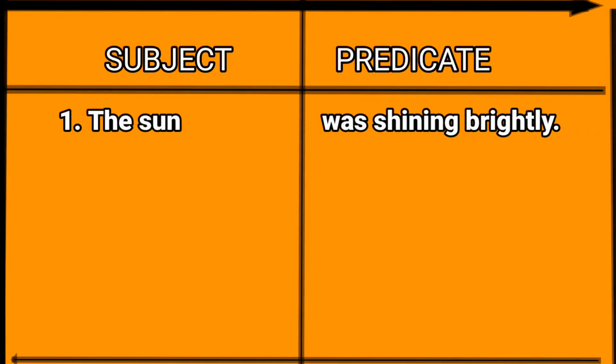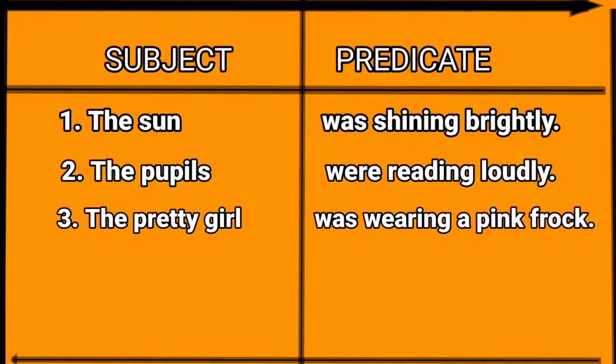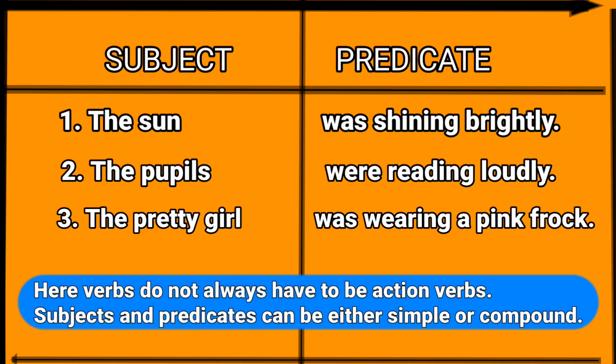For example, the sun is a subject, was shining brightly is the predicate. The pupils, subject, were reading loudly, predicate. The pretty girl was wearing a pink frock. Here, verbs do not always have to be action verbs. Sometimes, subject and predicate can either be simple or complex.